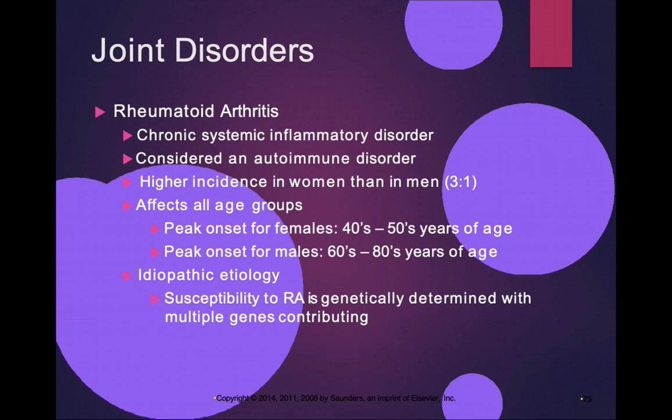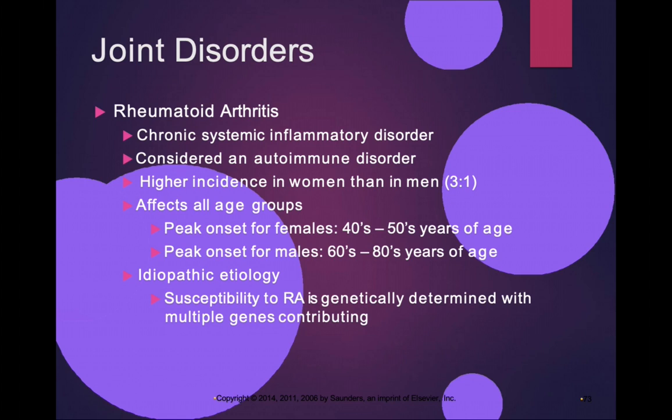Now let's talk about RA, rheumatoid arthritis. Different than degenerative joint disease, they're not the same thing. So when someone says, oh, my mom or dad or grandma or grandpa have arthritis, well, what type of arthritis? Is it degenerative joint disease or is it osteoarthritis? So you have to be very specific.